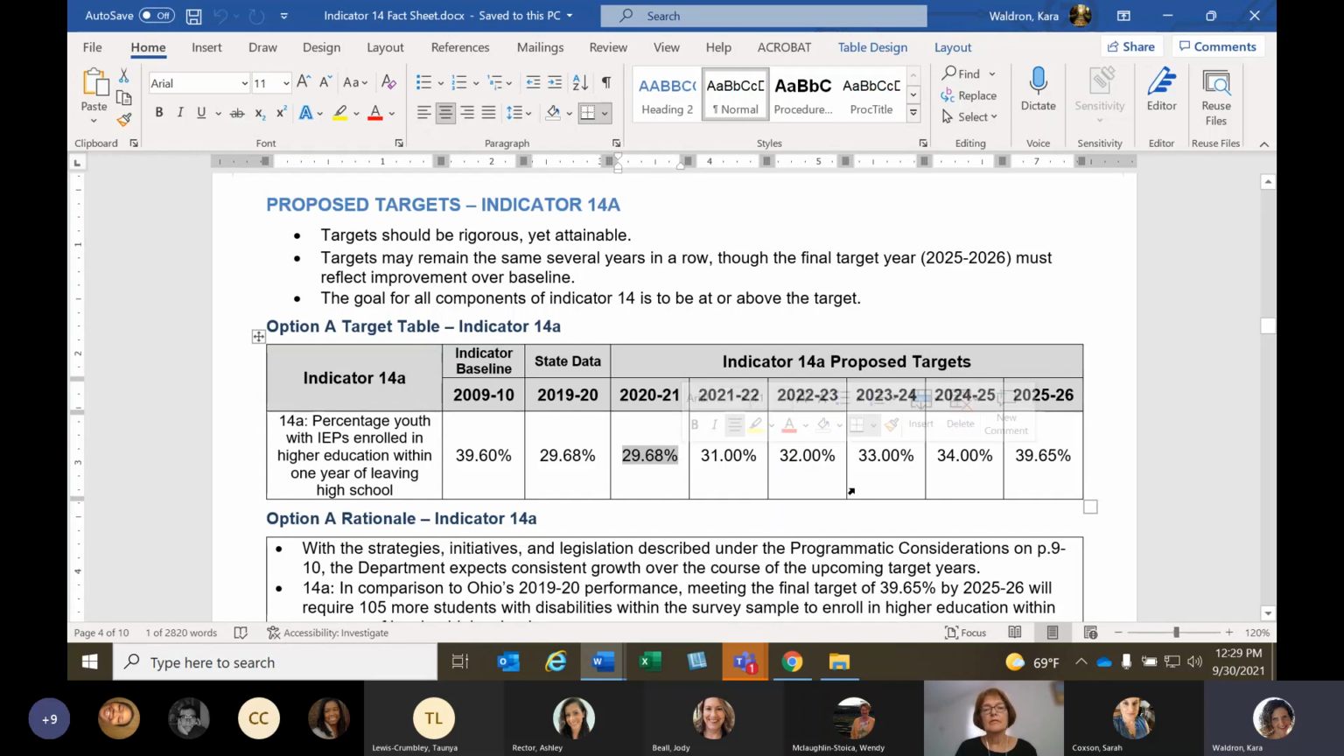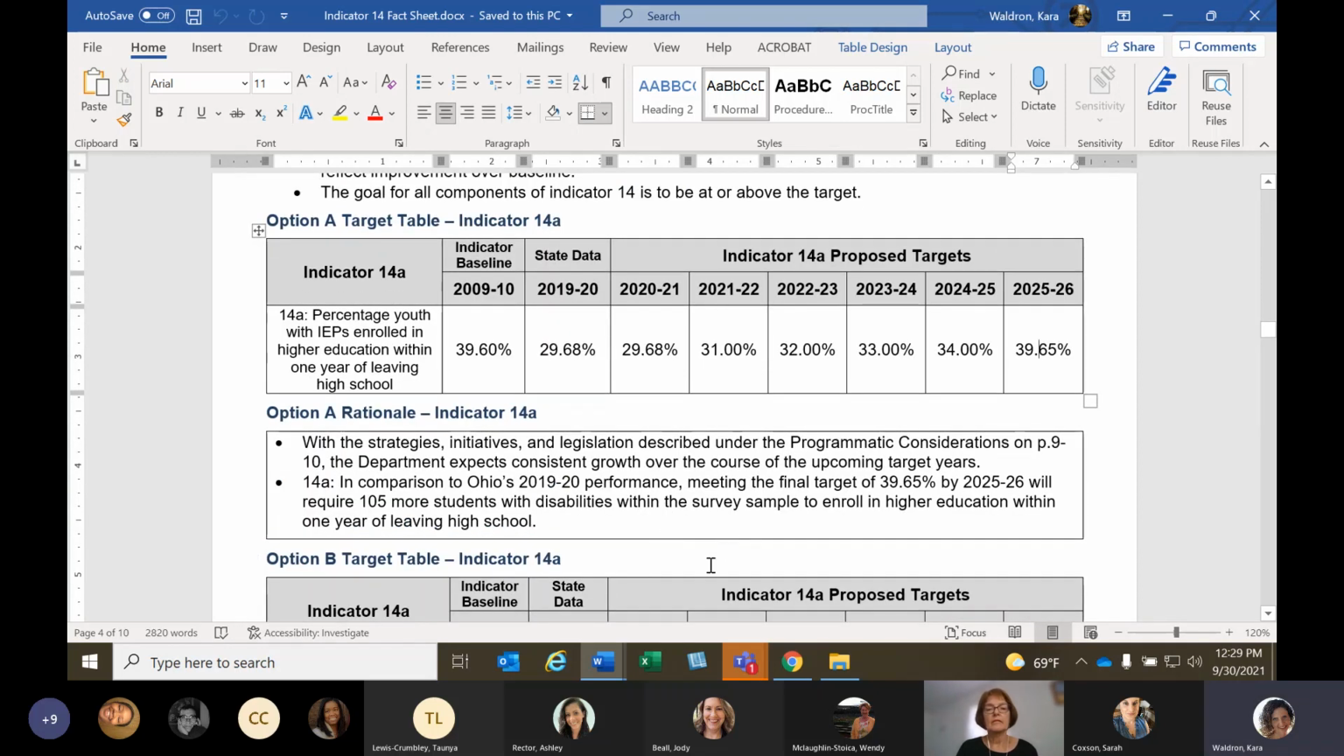But then each year after just shows an annual increment of growth to get us above baseline by 25-26. So just steadily increasing, and then because it is a more conservative approach, it waits for that big jump until the end, hopefully getting past the pandemic. Some of our programmatic considerations might help to improve in this area. So it does show a jump of a little bit over 5 percentage points from 24-25 to 25-26, to be above the baseline of 39.6.